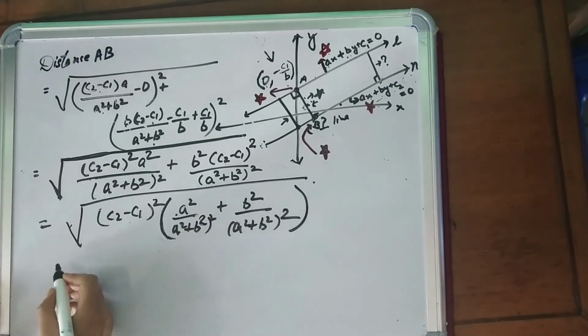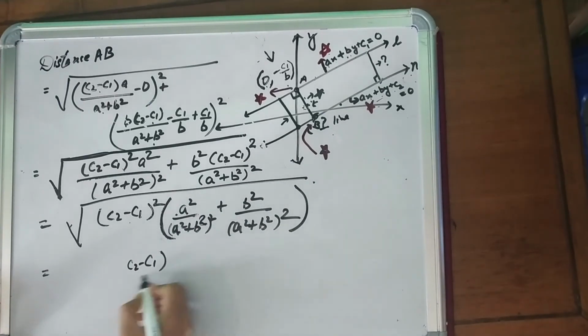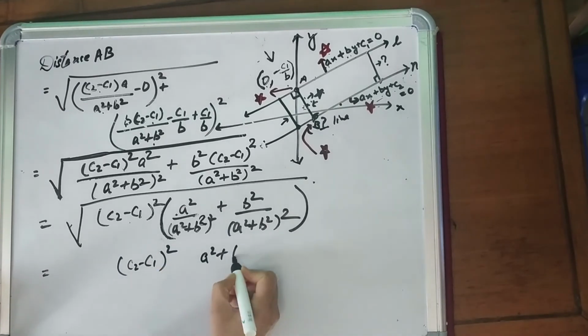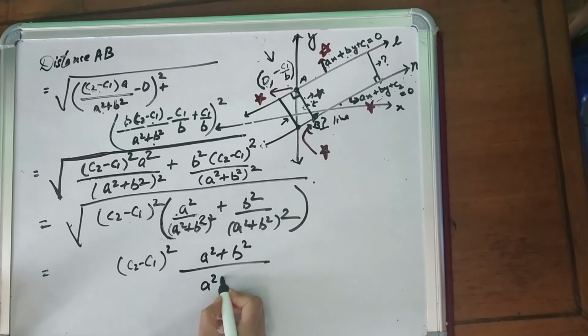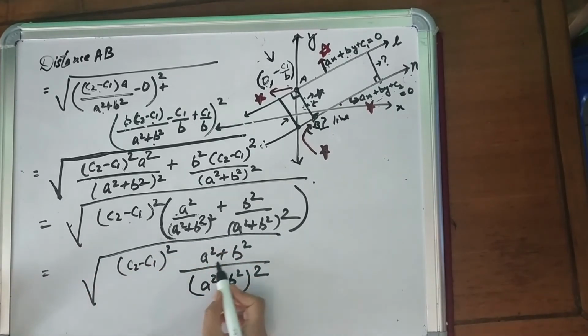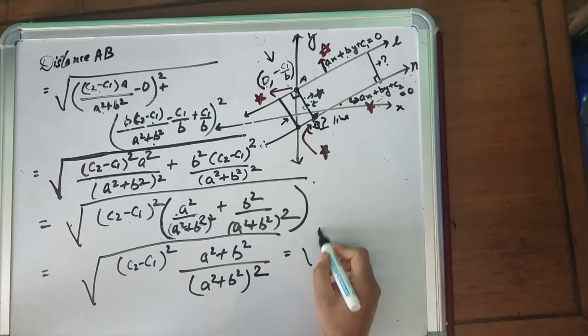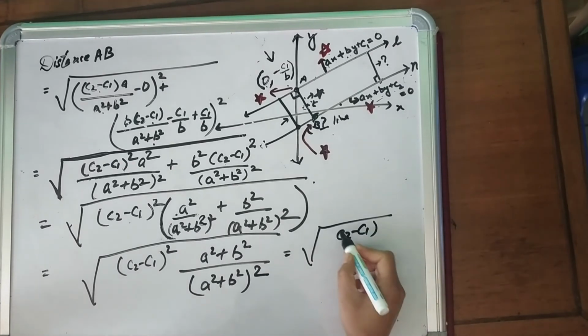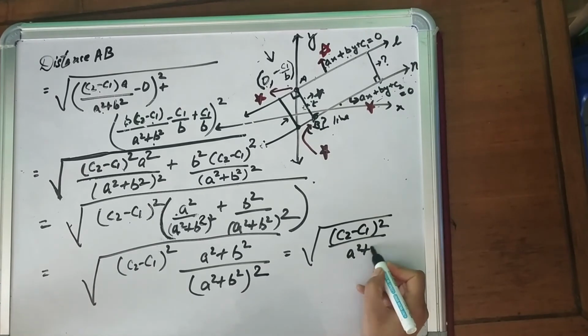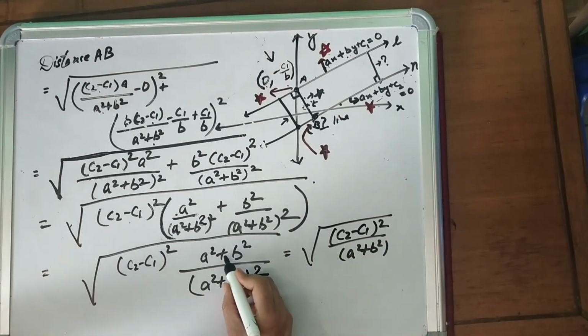Now, as here the denominators are same, this will become (c2 minus c1) whole square, (a square plus b square) over (a square plus b square) whole square, and within square root. So a square plus b square, the frequency is 1. Here the a square plus b square frequency is 2. So this will reduce to (c2 minus c1) whole square over (a square plus b square). That's it. Square got cancelled with this.